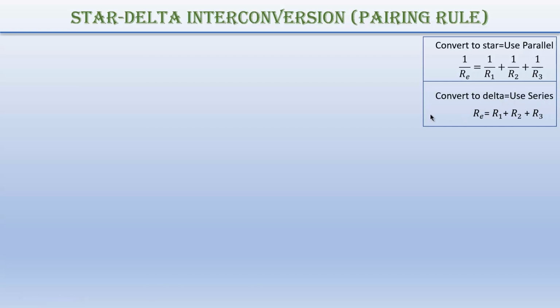The main idea of solving this problem is using the pairing rule. What we do is, instead of the equivalent resistance, we replace equivalent resistance with the product of the resistor in delta connection times the resistor in star connection, whereas we replace these resistors R1, R2 and R3 with the product of two adjacent resistors from them. So without looking at the formula, we directly go to the problem solving and find out how to solve the problem.